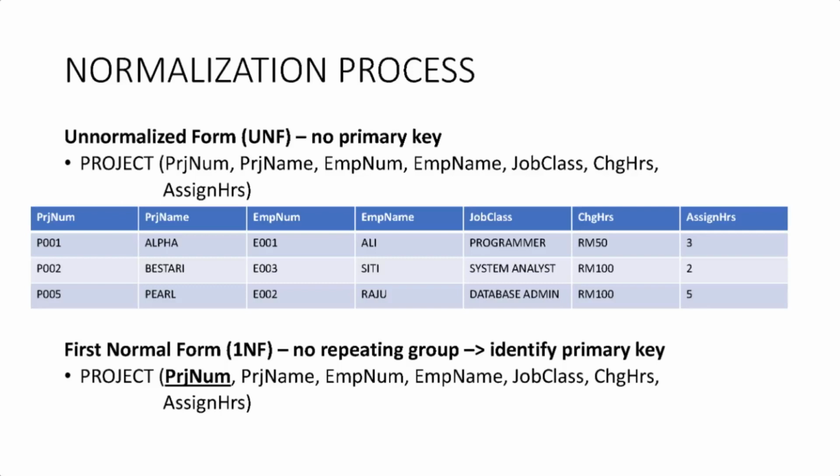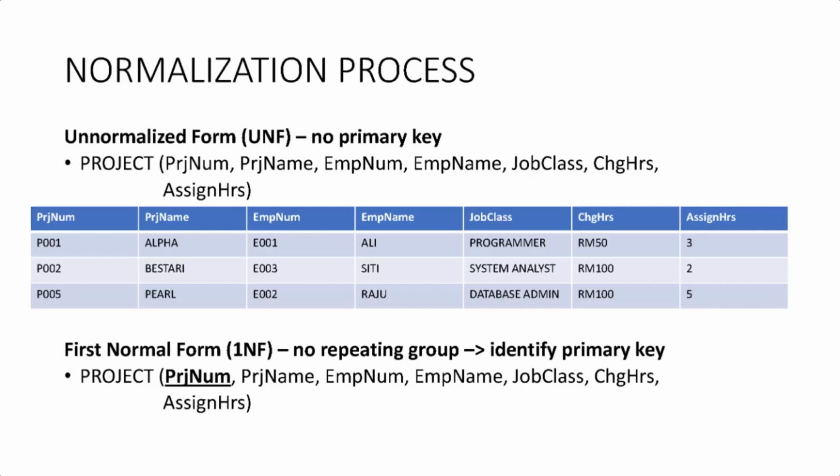We have to change it into first normal form. In first normal form, there will be no repeating group. No repeating group means you have to identify the primary key. And we have here project, in brackets, project number, project name, employee number, employee name, job class, charge per hour, assigned hours, and project number is underlined. Solid line under project number means it is a primary key.